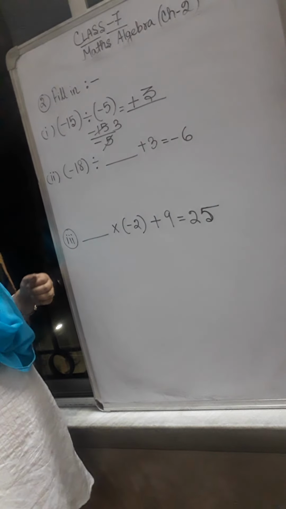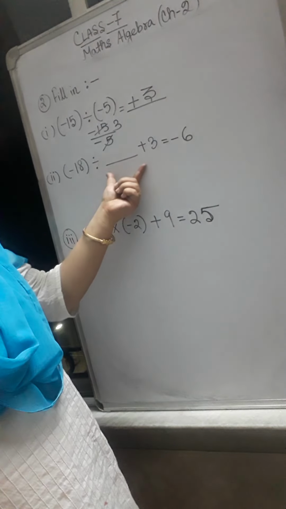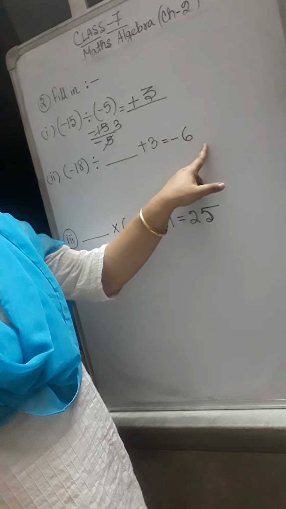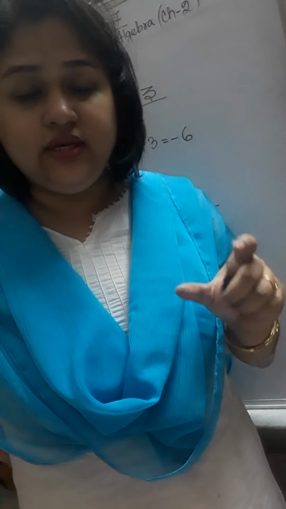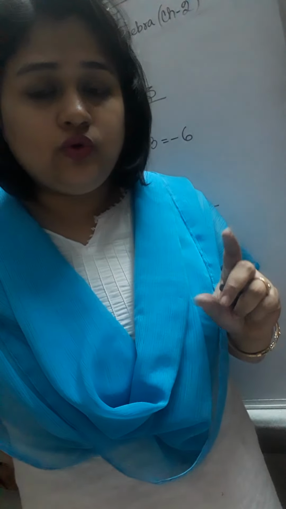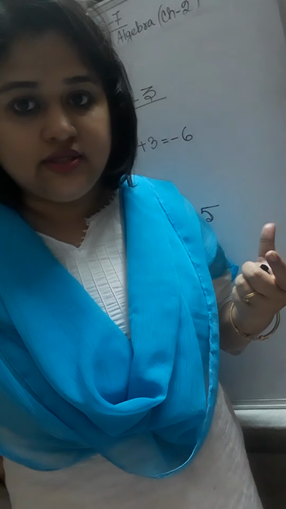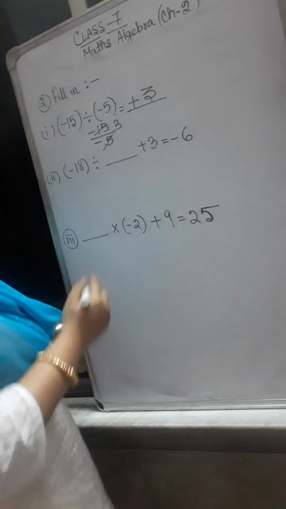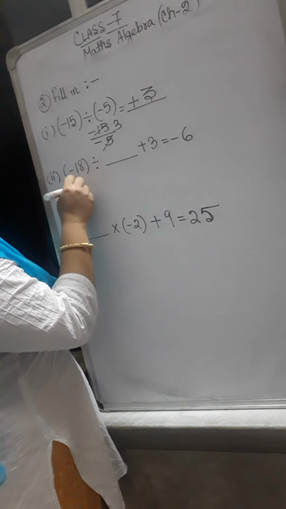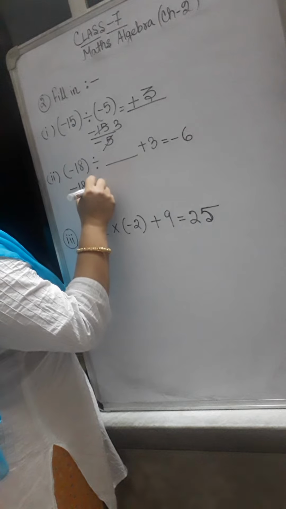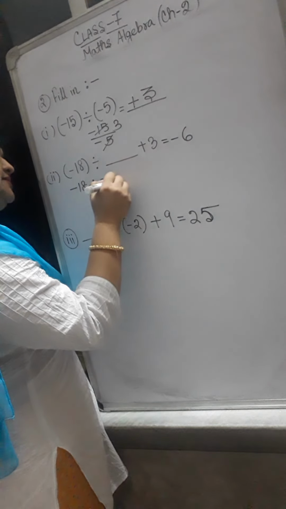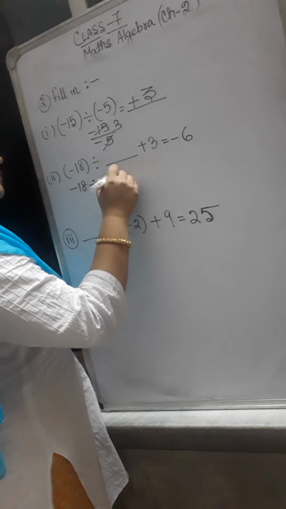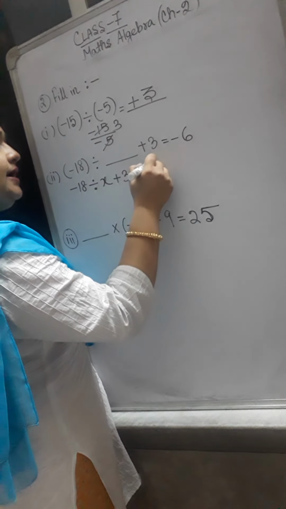Second question: minus 18 divided by dash plus 3 equals minus 6. Now all of us have done sums like this, where we need to find the unknown value. What do we do? Whatever is known we take to the right hand side and keep the unknown value on the left hand side to find its value. So we will do just as we have done previously. So minus 18 divided by the unknown value, let us take it as x, I have to find this, plus 3 is giving me minus 6.